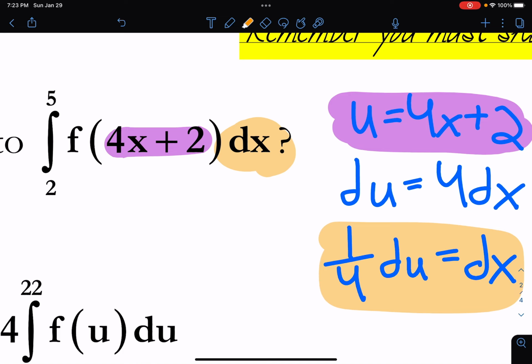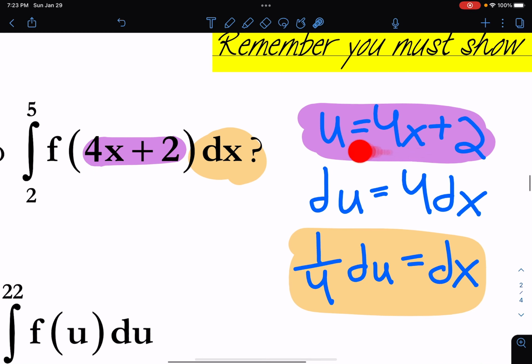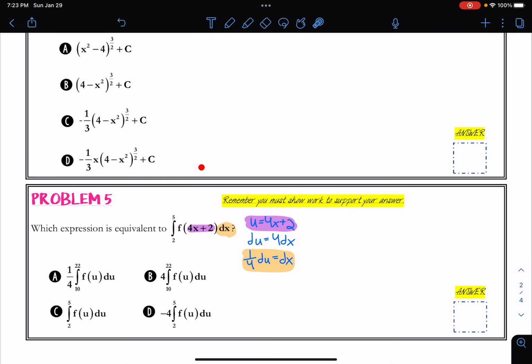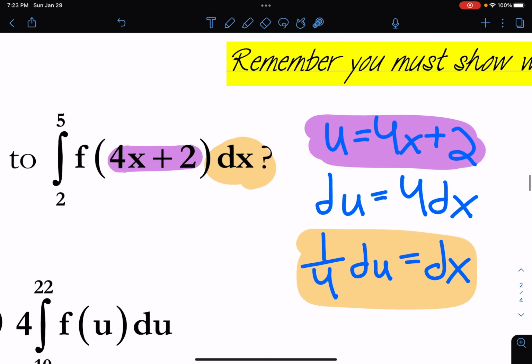Okay, and so f is some function, right? I don't know what function f is, but I know this is a composition, which is how I know to use u-substitution. So I let the inner part be my u, take the derivative, and isolate the dx, because in this case there's nothing else in my integral for me to sub out.